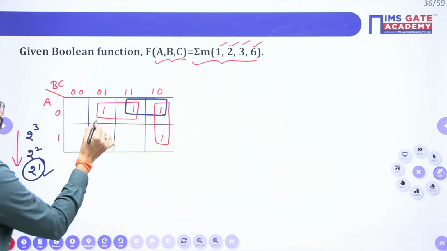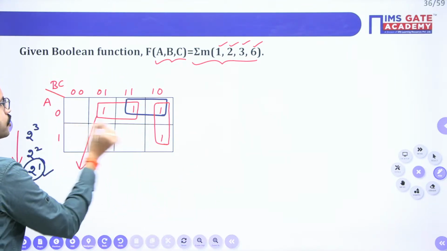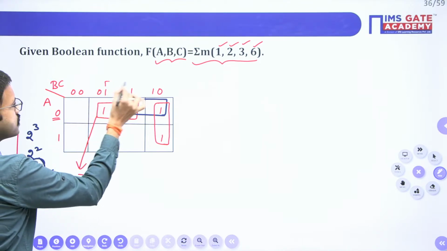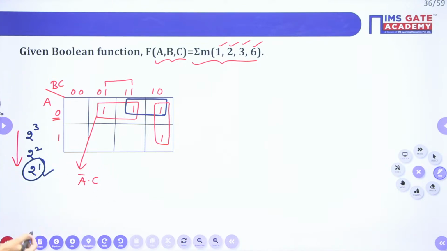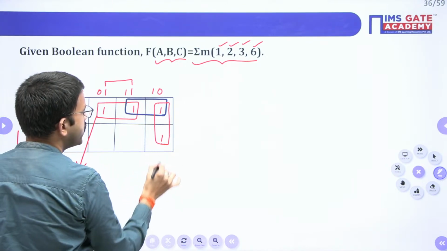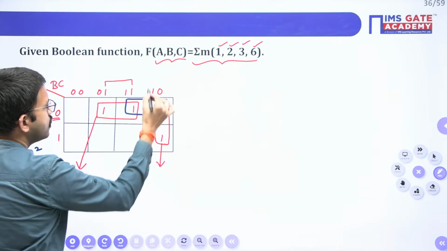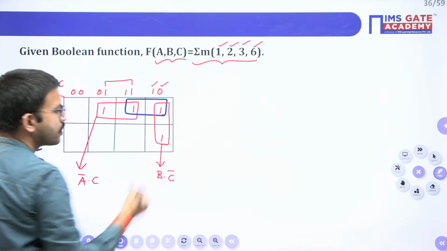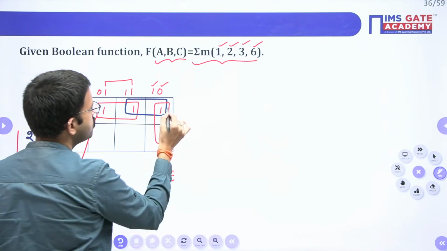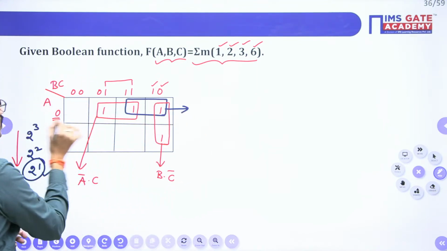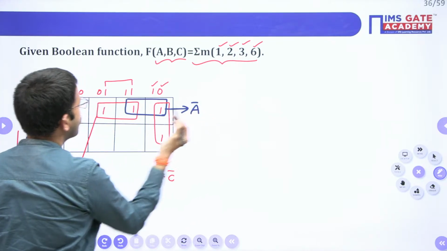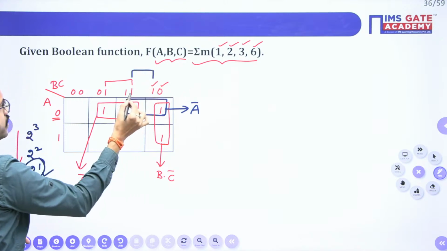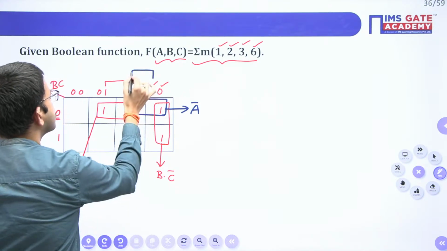Okay. So regarding this one, row wise A value is 0, that means A bar. Column wise C value is 1, that means C. A bar C. Next, regarding this column, here B value is 1, C value is 0, that means B into C bar. B into C bar. Now coming to this grouping, row wise A value is 0, A bar. Column wise, here, just 1 second.